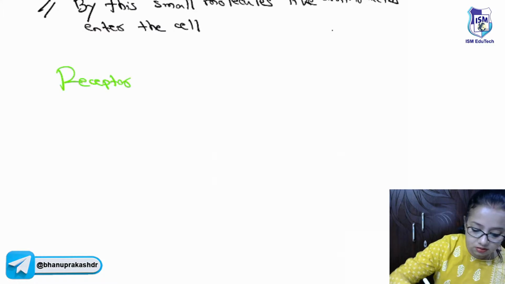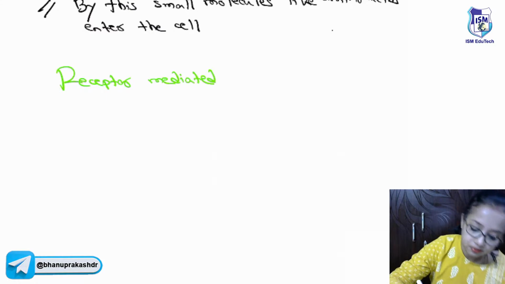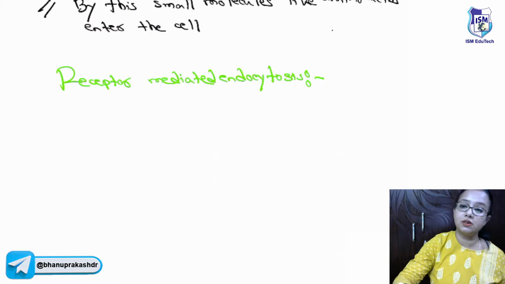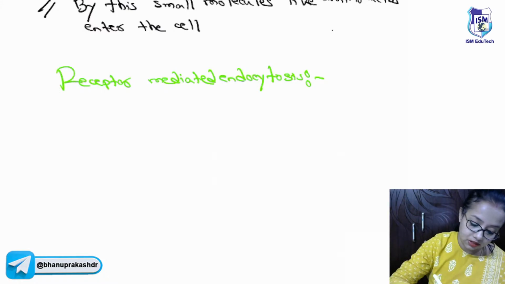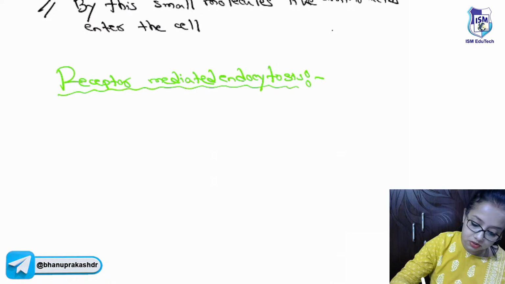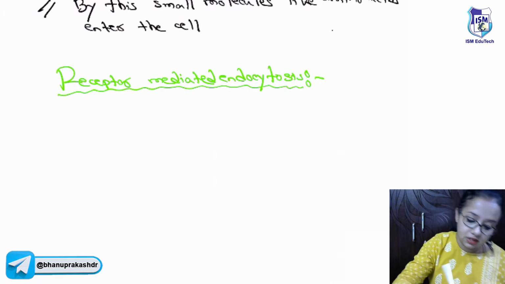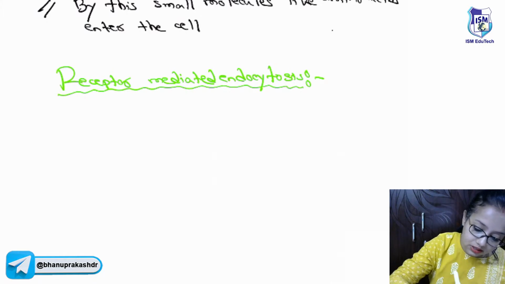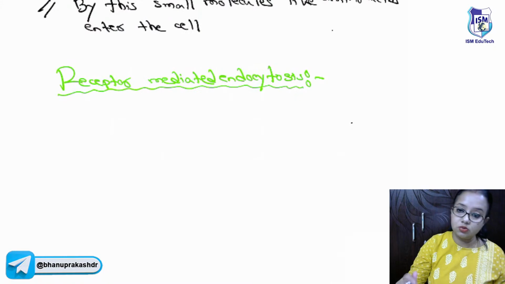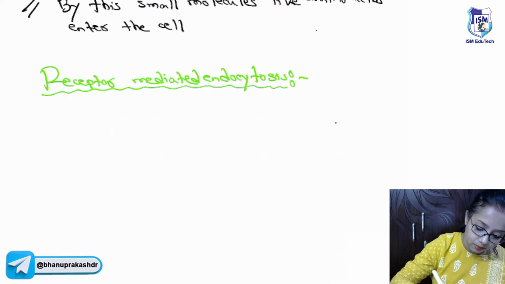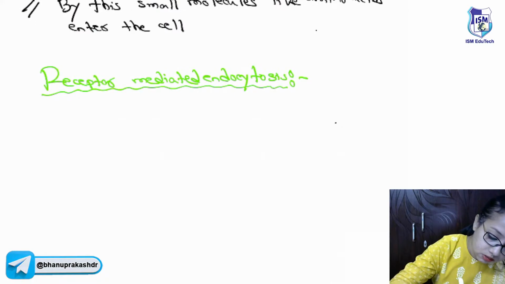Next one we mentioned was receptor mediated endocytosis. Here also it is the entrance of bigger molecules. But the only difference is that the molecules that will enter the cell, instead of directly sitting on the cell membrane, will first sit on the receptor. Certain molecules, especially hormones, are bigger in size, right? So what happens?